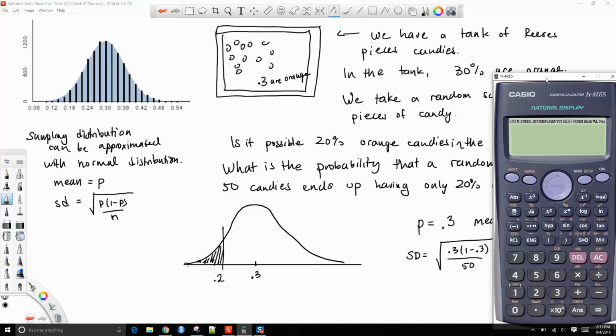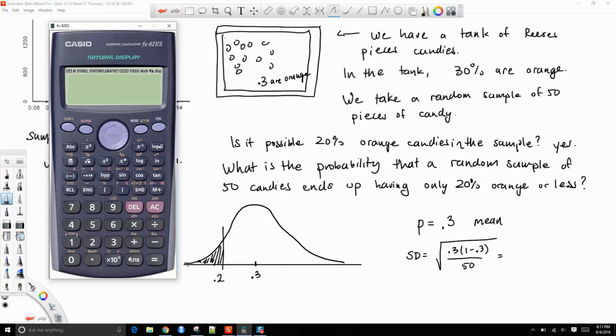So I'm going to do square root of 0.3 times 1 minus 0.3, and down below I put in 50. 0.3 times 1 minus 0.3 divided by n. And I get 0.064807.